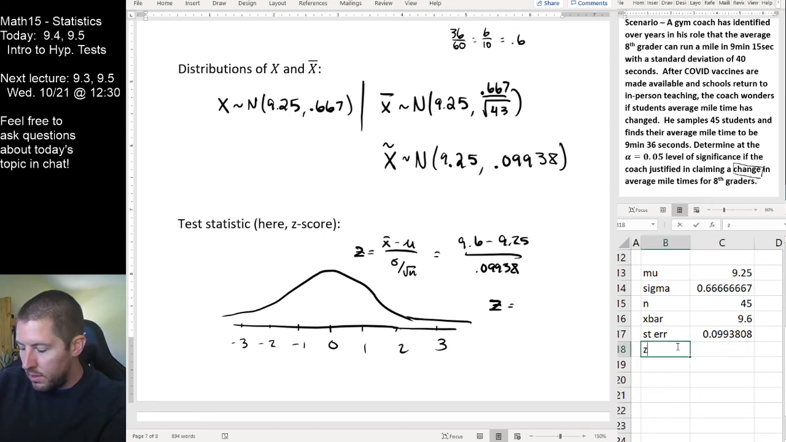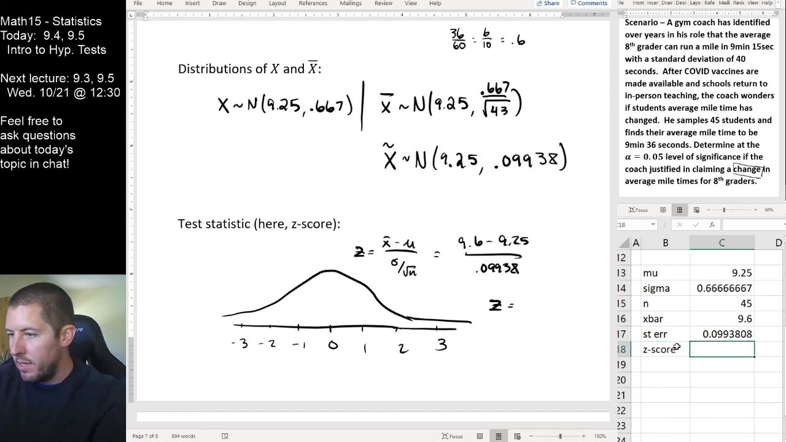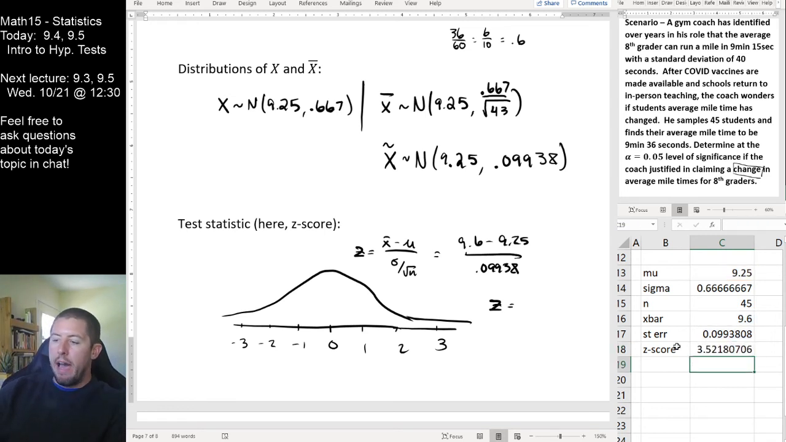We're going to find our z value, so I'm going to come over to Excel and do this z score. I did the p-value two ways last time, but I'm going to do this the only way. Equals x bar, that's C16, minus mu, that's C13, all divided by the standard error, that's C17. And this tells me that this is about 3.5 standard deviations away from the null hypothesized average. That's pretty far.